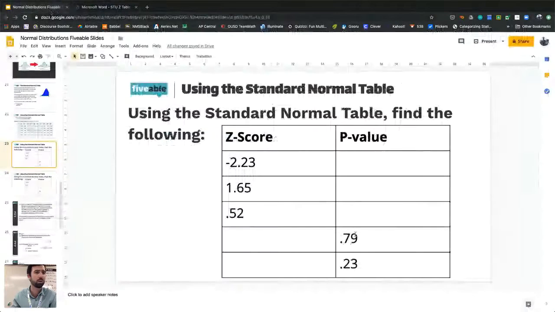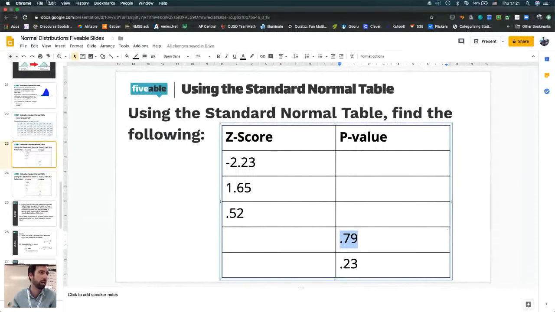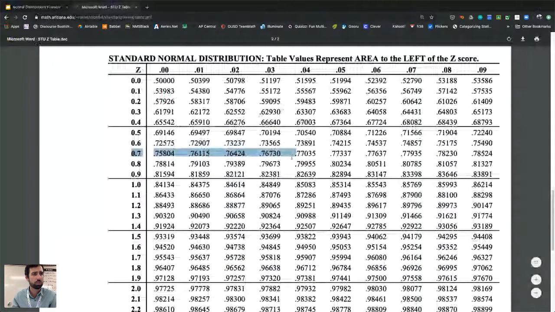Let's take a look at our last one. So now I'm giving you the p-value. So what would the z-score be if our p-value was 0.79? Well, now let's go to our table. 0.7, here's 0.77, here's 0.79, 0.79, 0.791.